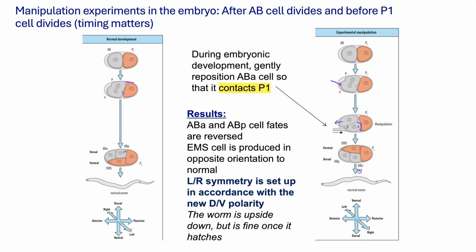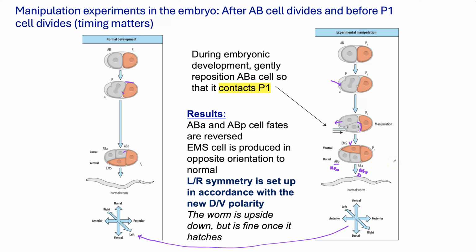And then if you watch the development afterwards, the A cell is down here, but it's actually going to adopt the ABP fate. And this one is going to adopt the ABA fate in terms of the structures it produces, this being the dorsal side, and the EMS cell develops on top instead of on the bottom, and that sets the ventral. So the worm is still normal, and its left and right is still set up. It's opposite though. Notice that it's opposite to this, because when the worm is upside down, then left and right is on the other sides too.